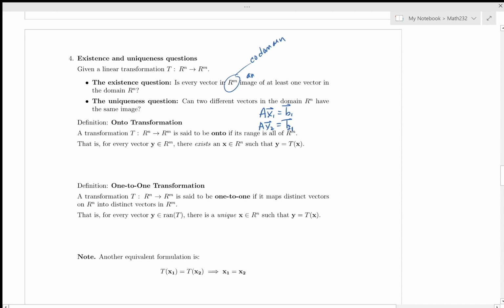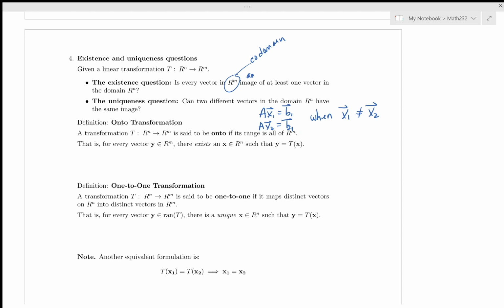Ax1 is b1, and then Ax2 is also b1 when x1 is not equal to x2. So do two inputs produce the same output? That's the uniqueness question. Okay, so we have more words to keep track of this sort of stuff.